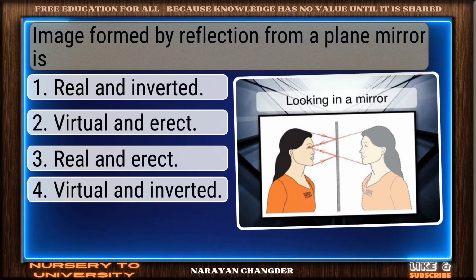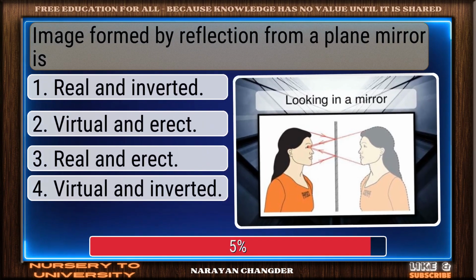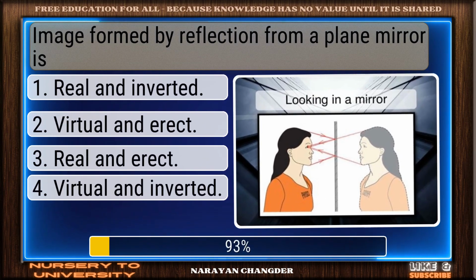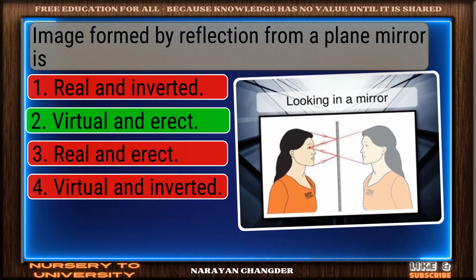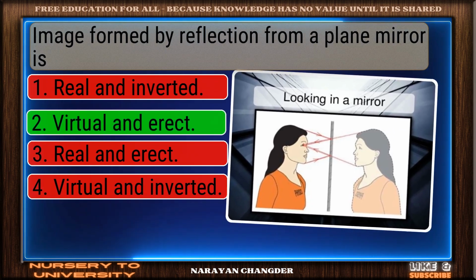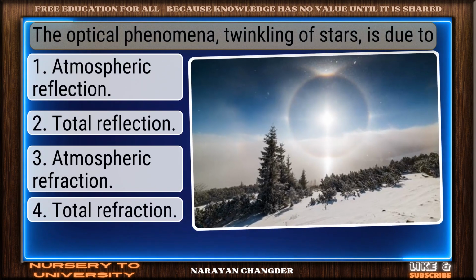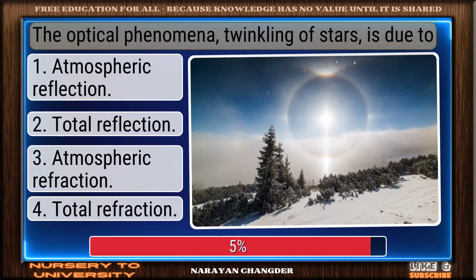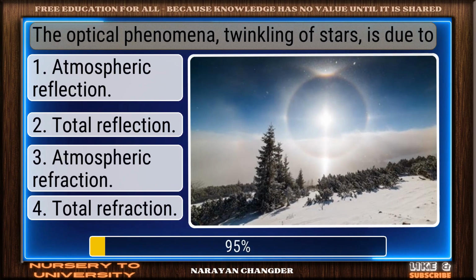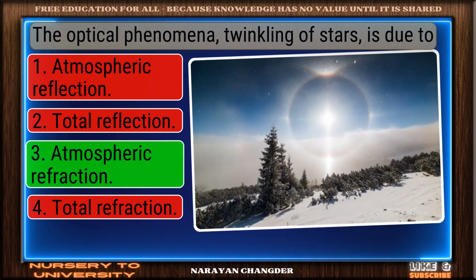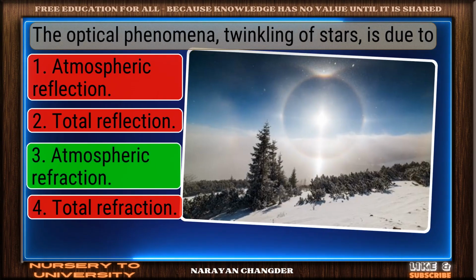Image formed by reflection from a plane mirror is? You chose virtual and erect, and it is correct. The optical phenomena, twinkling of stars, is due to? Right choice. Atmospheric refraction is the best answer.